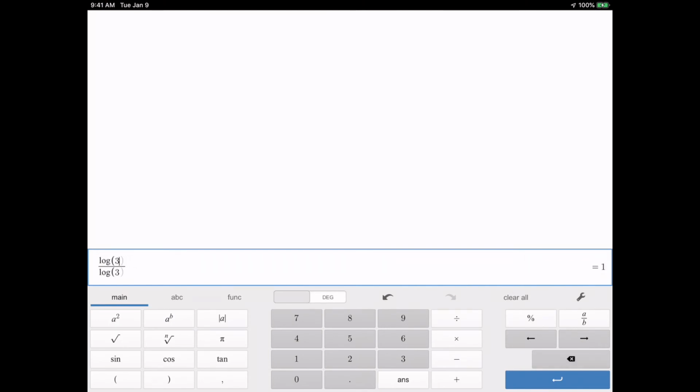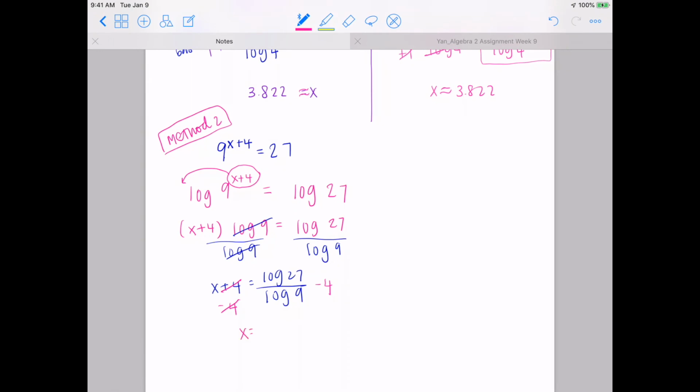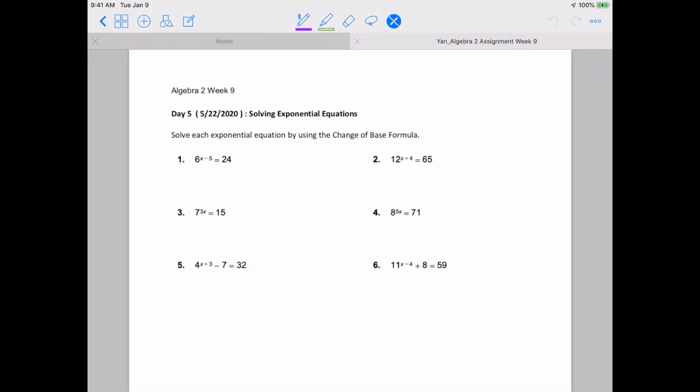Okay, so I'm going to stick with the same one, log 27 over log 9, and minus 4. Oh, so this is actually going to be negative 2.5. Okay, so if you like to use method 1, you will probably still get the same answer. Okay, so let's go into your homework for day 5. We have 6 questions. I'm going to do number 1 for you.